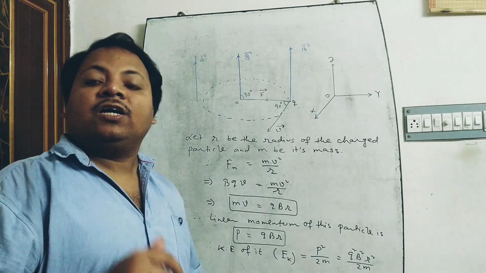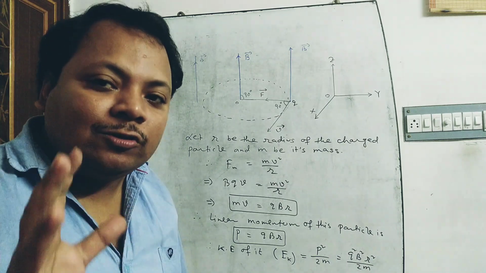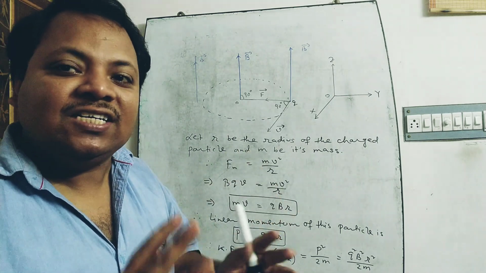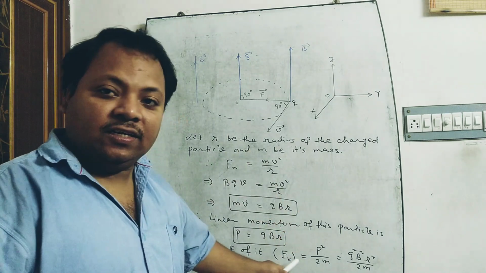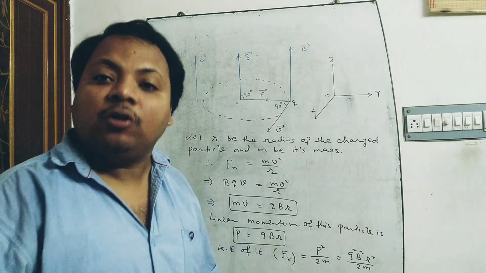Therefore, the potential energy of this charged particle is also zero. Therefore, the total energy of this charged particle is equal to its kinetic energy. This is equal to q square B square r square by 2m.